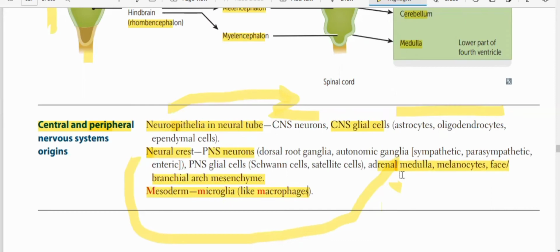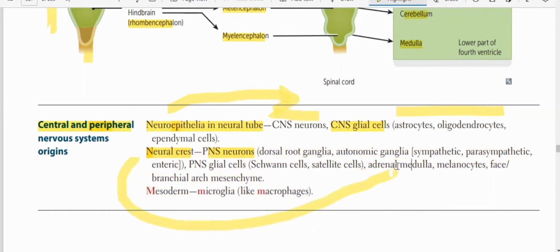Adrenal gland mainly consists of two parts, adrenal cortex and medulla, and neural crest is mainly involved in the formation of the adrenal medulla. This is very important, and a most frequent question in the USMLE exam is that neural crest cells are involved in the formation of the adrenal medulla. The adrenal medulla mainly produces epinephrine and norepinephrine. And mesoderm is also important, as it forms macroglial cells like macrophages in the central nervous system.